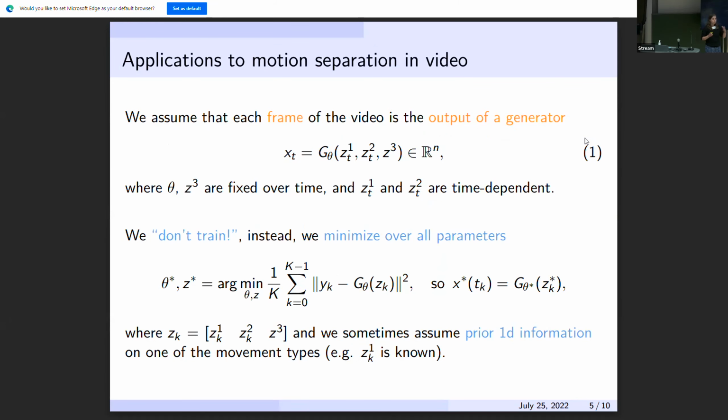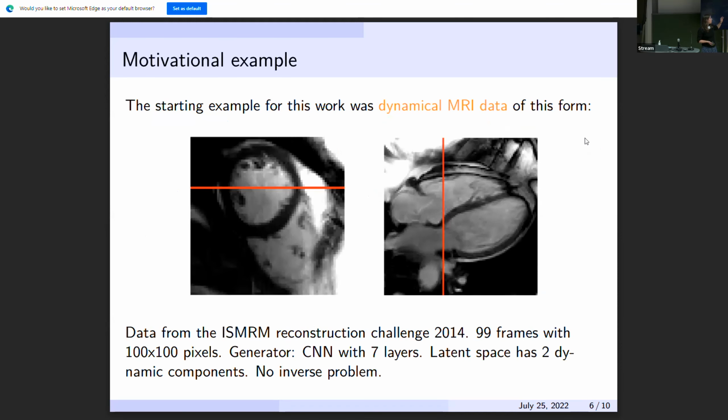In particular, we also don't train, so I will not use any other data than just one measured video. I'll minimize over the parameters of the network, but also over the parameters of the latent space. To make things easier, though it's not necessary in all cases, I'll assume that I have some prior 1D information about one kind of the movement. The examples we have are on dynamic MRI data, so we have a heart beating, and we'll have some information about the motion of the heartbeat or the breathing.